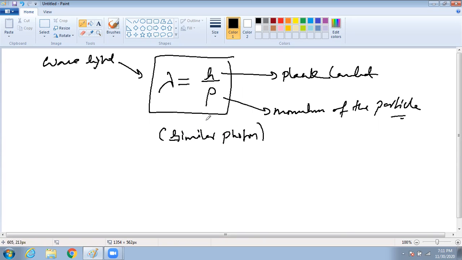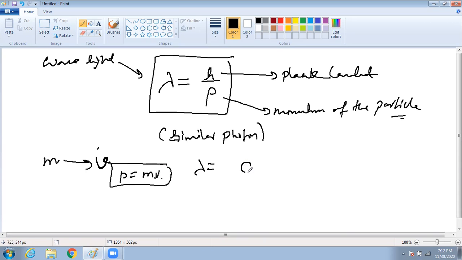That means any object, let's say you have an object which has a mass m and is moving with a velocity v. So what is the momentum? The momentum will be p equal to mv. So every object, you know the mass, you know the velocity, you will be able to find the momentum.